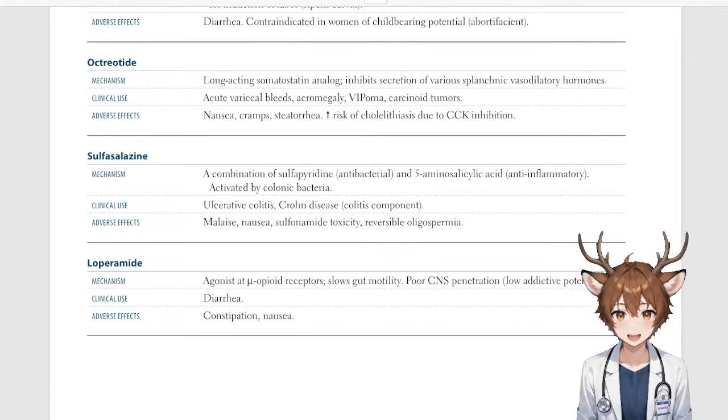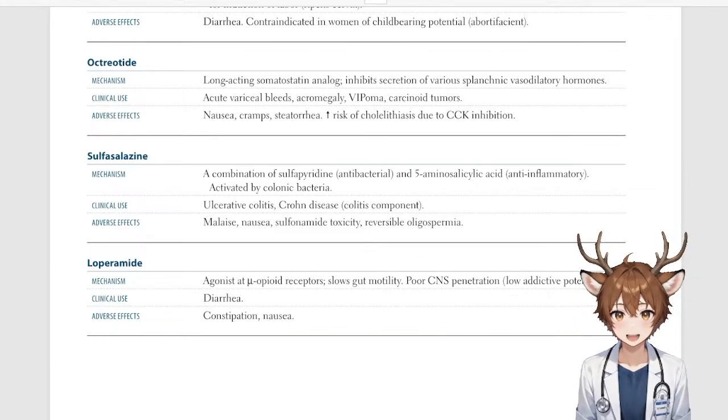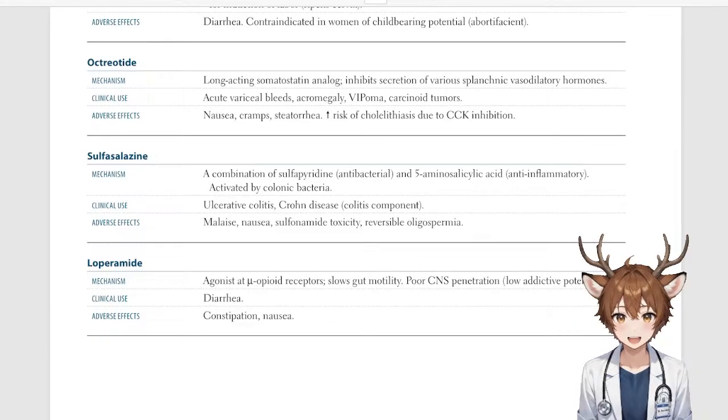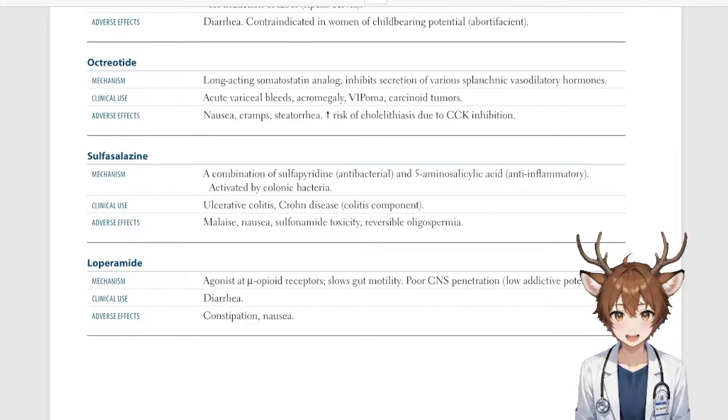Loperamide and diphenoxylate, mechanism would be agonists at the mu-opioid receptor, leading to a decrease in gut motility, poor CNS penetration, low addictive potential. Clinical use would be diarrhea. The adverse effects include constipation and nausea.